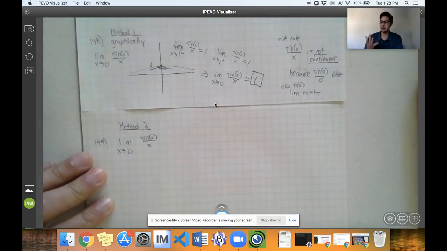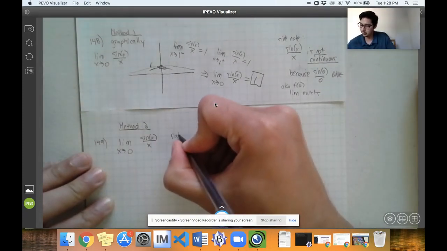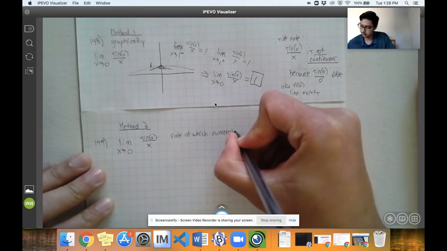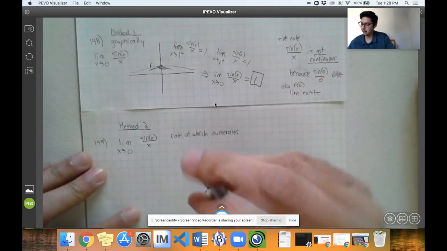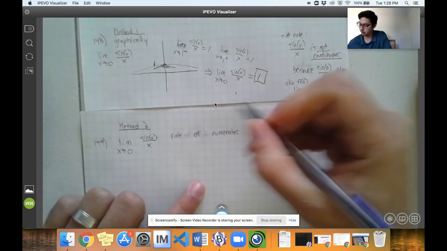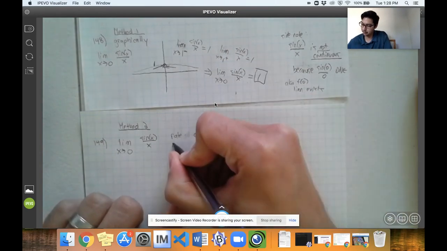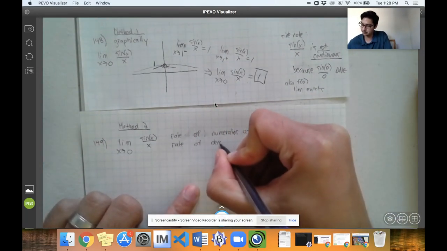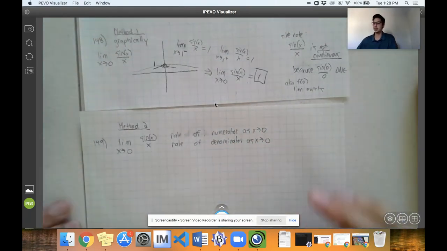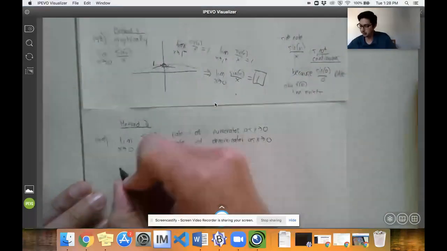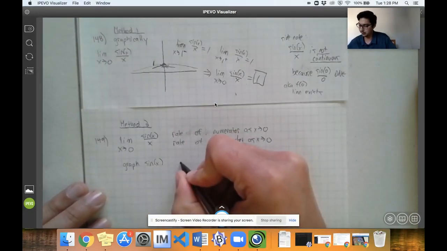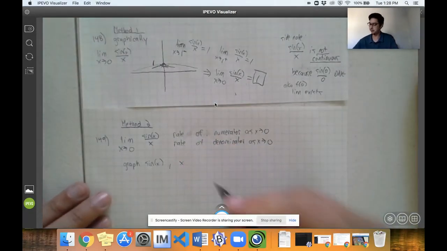And the idea, and we're observing something here, is what if we look at the rate of the numerator as x approaches 0, and then we'll compare that to the rate of the denominator as x approaches 0. Okay. So let's look at a graph of this. So we're going to graph sine of x, and then we're going to graph x. So two different functions.